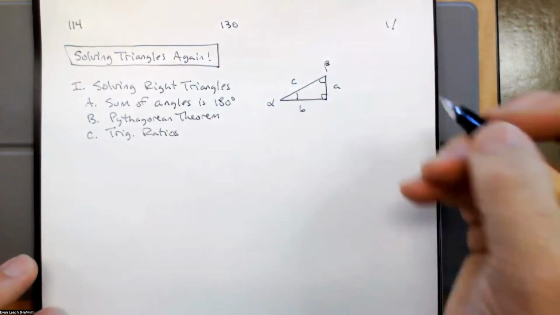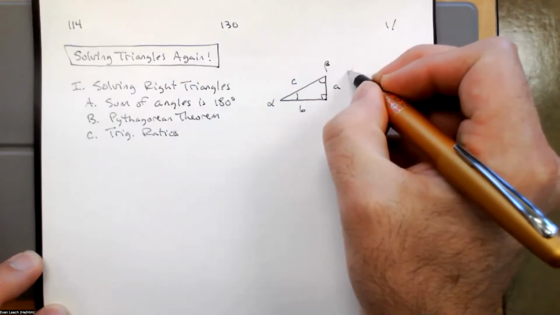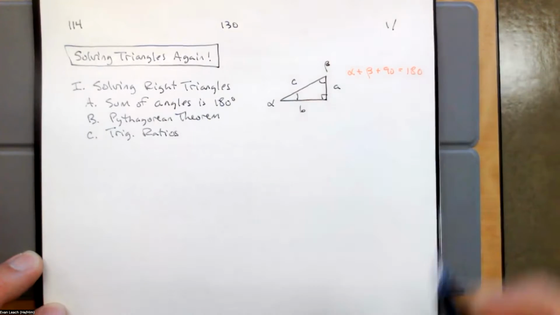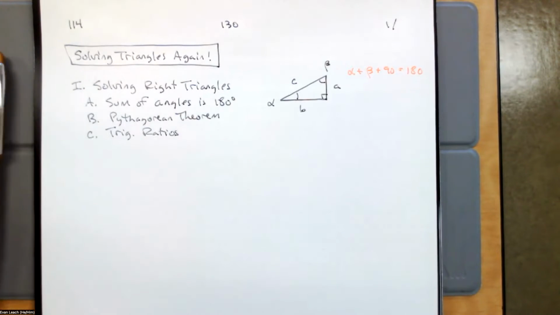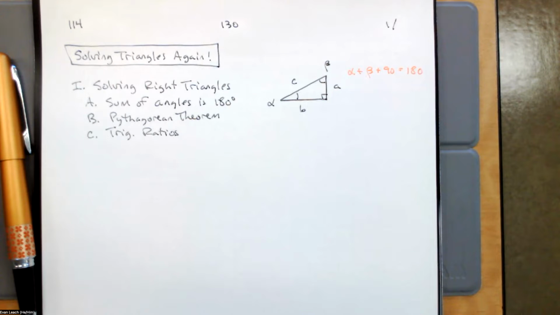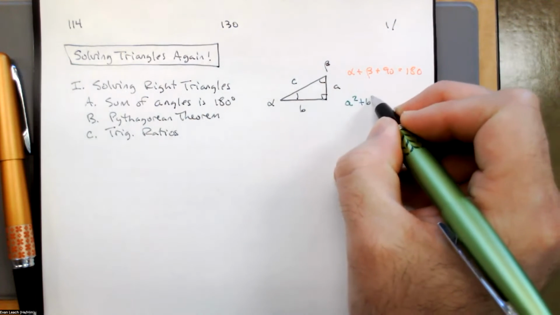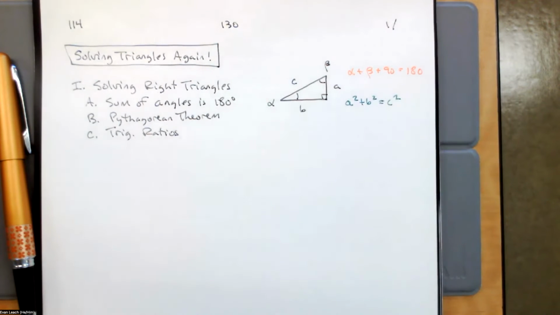Sum of the angles, so that would mean alpha plus beta plus 90 is 180. This is true for all triangles, which means it's also true for right triangles. Alpha plus beta plus 90 is 180. We had the Pythagorean theorem, where a squared plus b squared equals c squared. And we had our trig ratios.